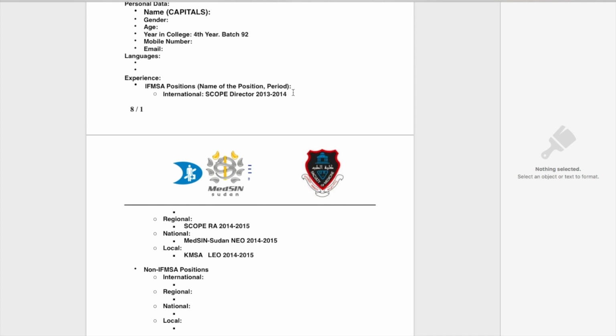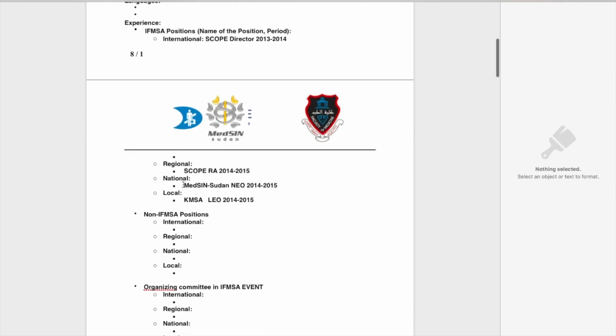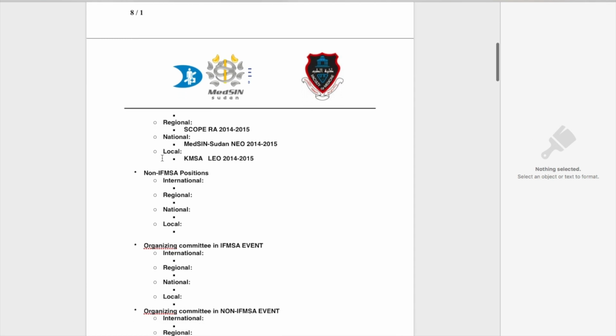If you've held a position that's outside the Khartoum Medical Student Association, the Medicine Sudan, then that's a non-IFMSA position. Type it in here. If you've held a position regionally or internationally, then type it within here. But any position that's outside of IFMSA, outside of Medicine Sudan, outside of KAMSA, that's a non-IFMSA position to be typed here, not over there.